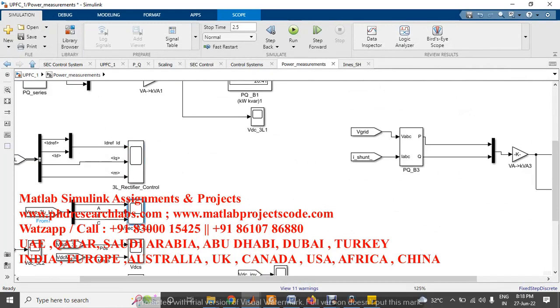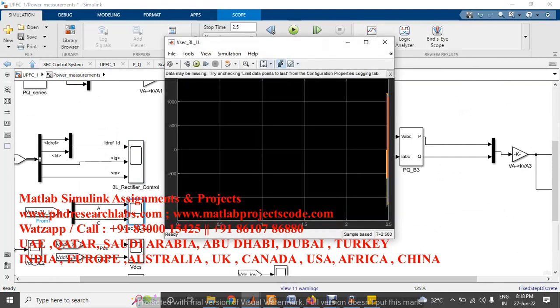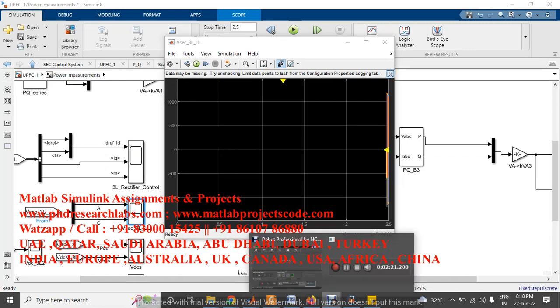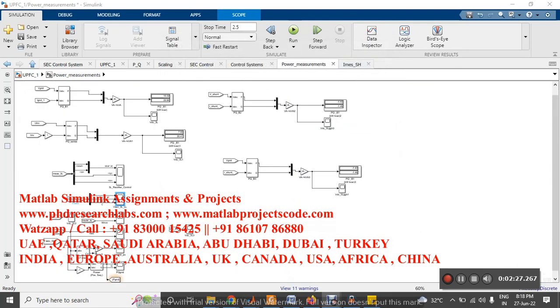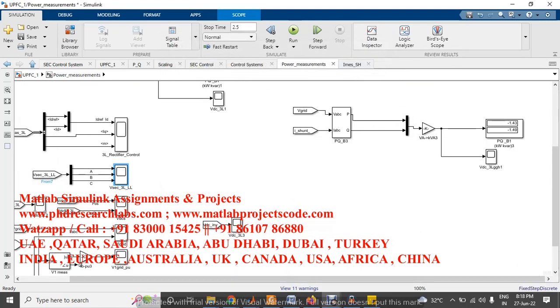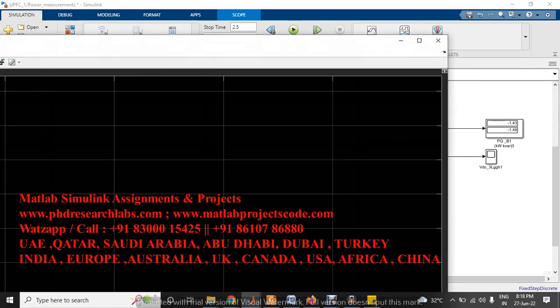And this is the secondary line to line voltage. This is the line to line voltage of the secondary side, and this is the common DC voltage.